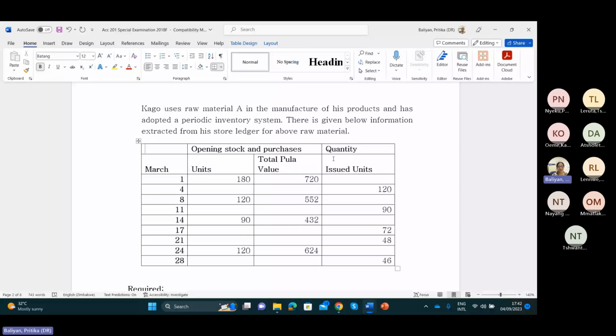FIFO means first in, first out. When we are using first in, first out, the unit you receive first, you have to issue first. Whatever you are receiving first, you are issuing first. So when you are left with something, you always left from the latest stock, right? So which one are you left?